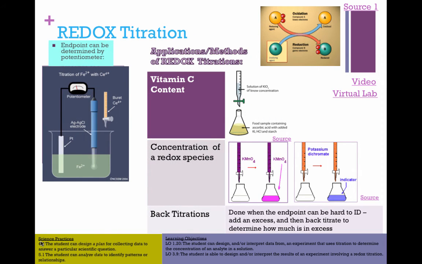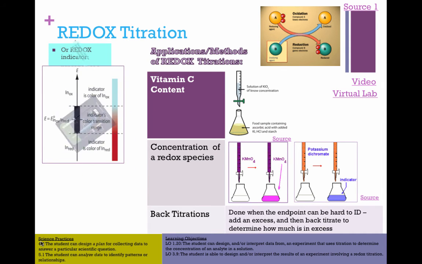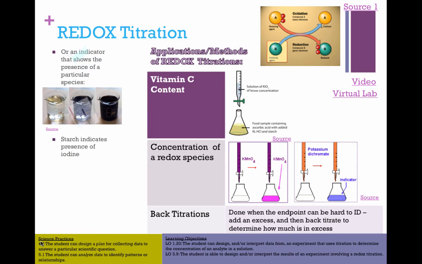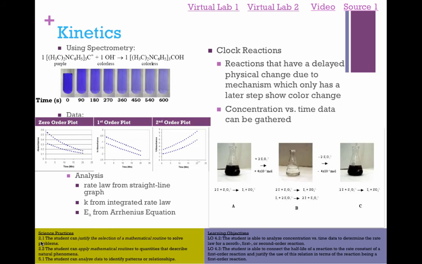We never used a potentiometer when we did a titration, nor do they require you to know, but just know that this technically could be a setup for redox titrations. You probably won't see this though. Normally we would use an indicator, like permanganate itself. Sometimes you can use starch. Starch actually changes color with iodine.